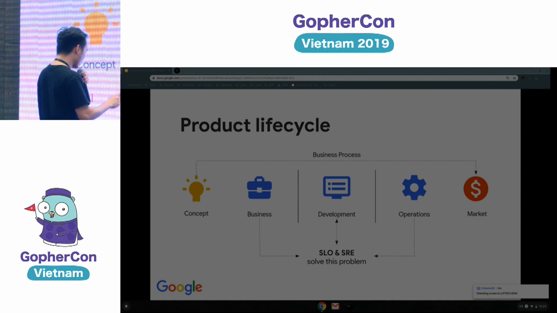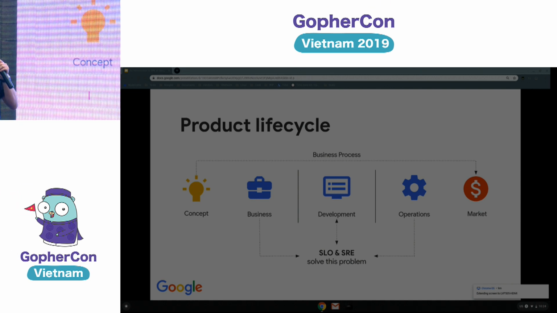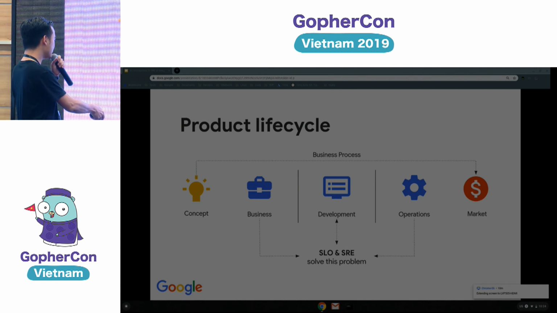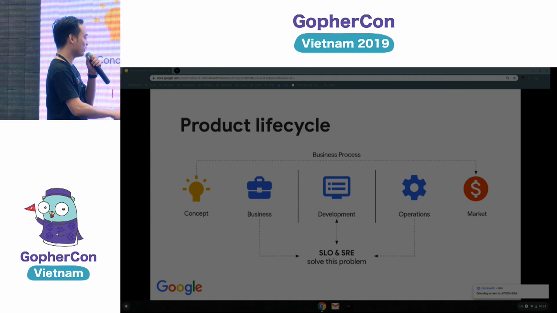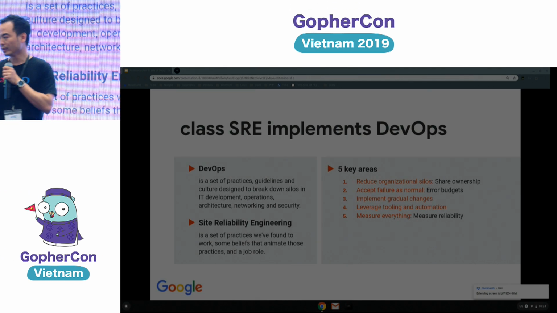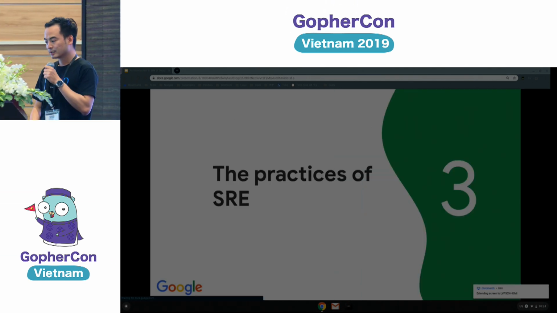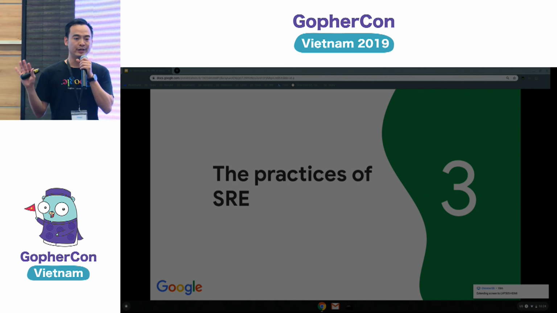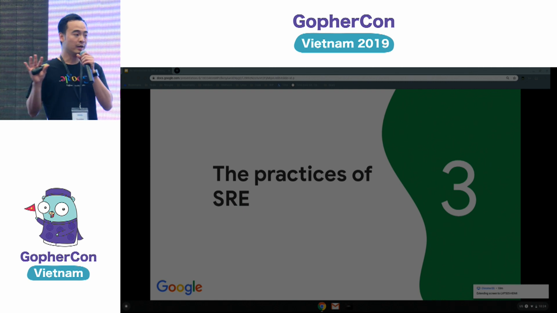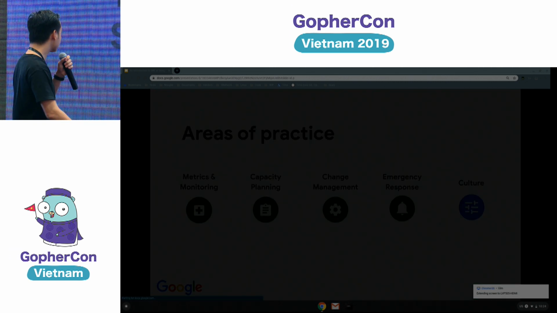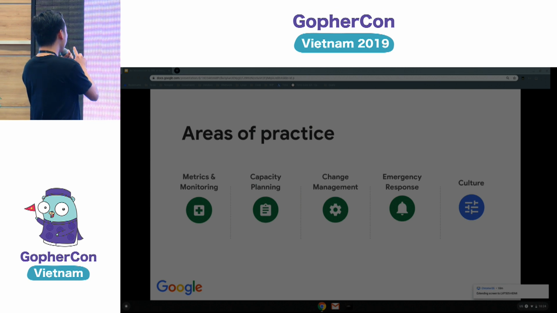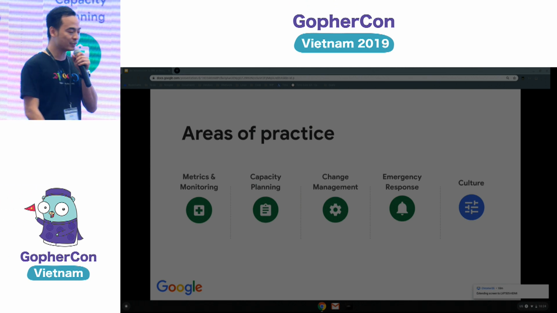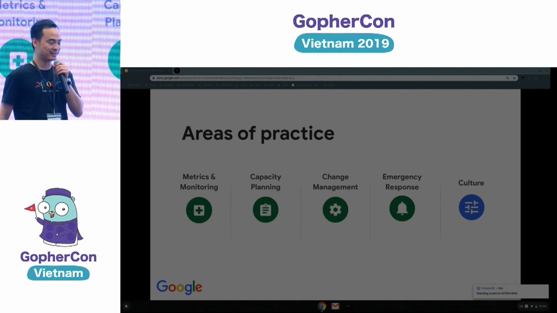So with SLO and error budget, we have covered three main areas of DevOps: the business to development and the development to operations. And in the next session, I will tell you about five key practices that we implement as SRE. They are metrics monitoring, capacity planning, change management, emergency response, and the culture of SRE.